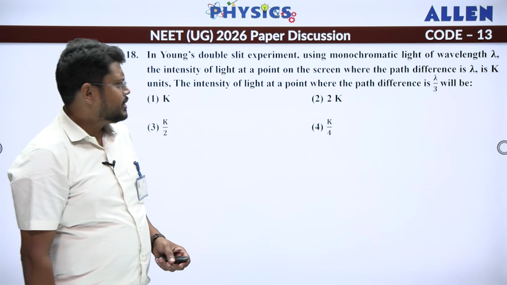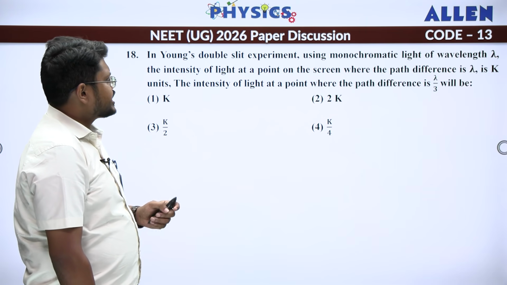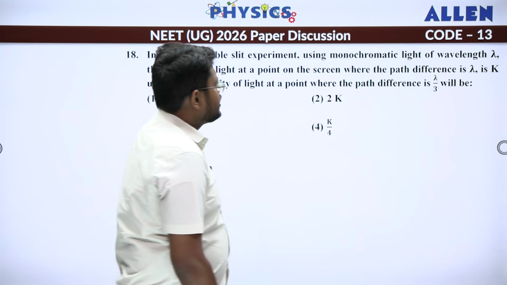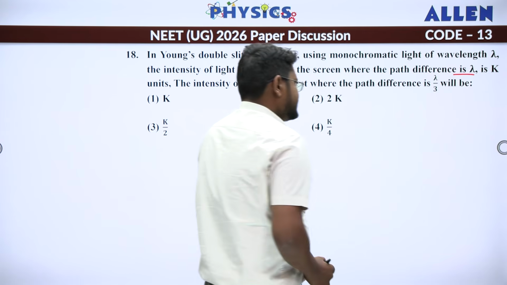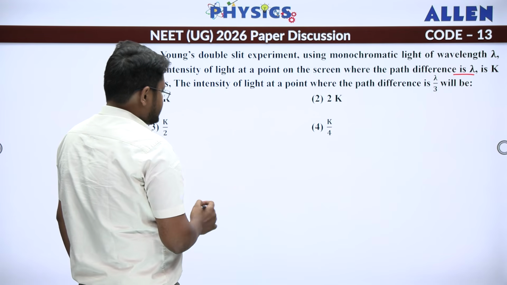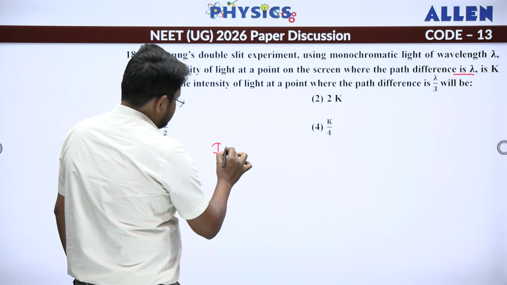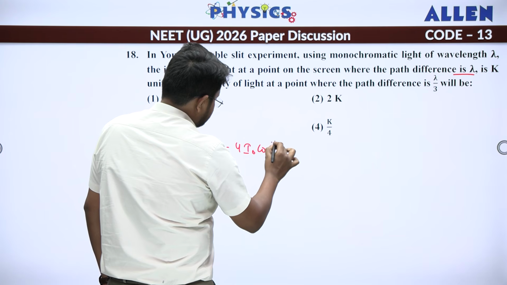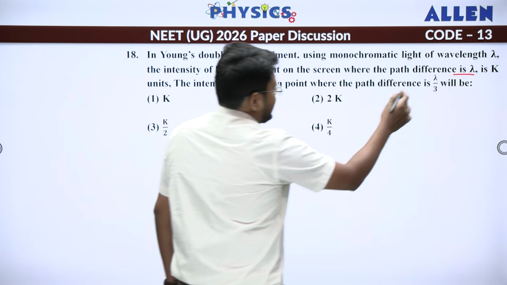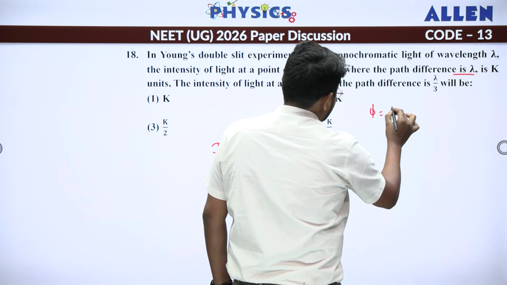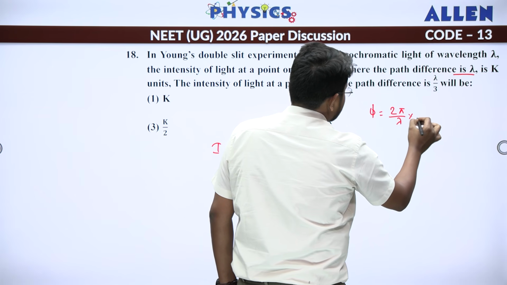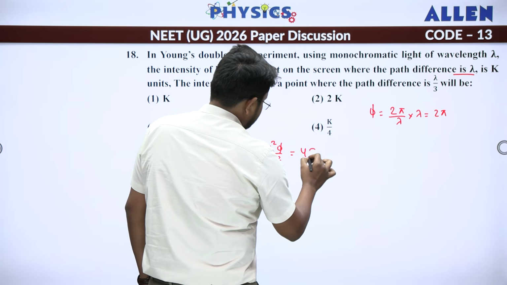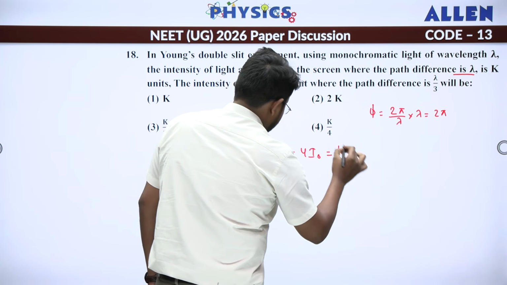Another formula based direct question. In Young's double slit experiment using monochromatic light lambda, the intensity of light at a point where the path difference is lambda is K. That means this is the maximum intensity, because the formula for intensity is 4I naught cos square phi by 2, and when path difference is lambda, phi is 2 pi by lambda into delta x, which is lambda, which is 2 pi. So, in this situation this is 4I naught, which is given as K.